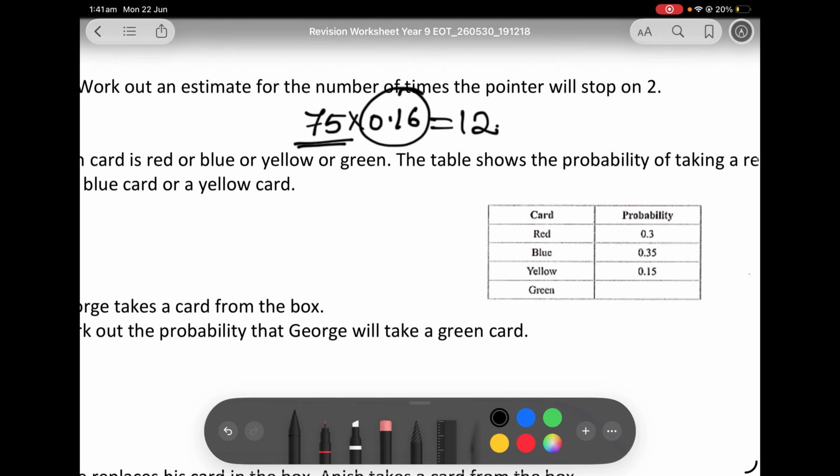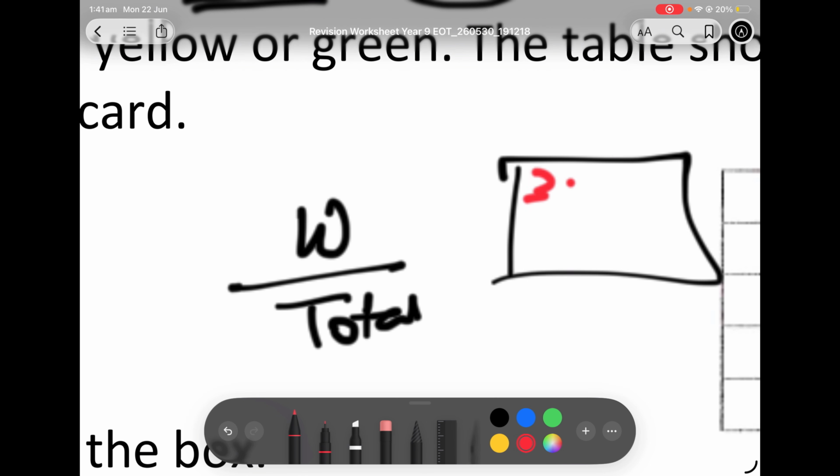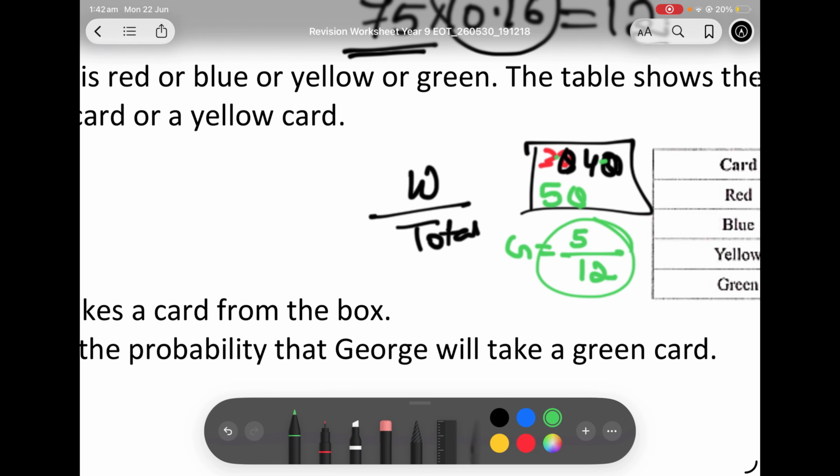What is the general formula for finding the probability? Wanted upon total. So if there's a bag with 3 red balls and 4 black balls, and there are 5 green balls, what is the probability of getting a green ball? The green balls are 5, divided by the total number of balls, which is 12. So 5 by 12 would be the answer. That's how we do it.